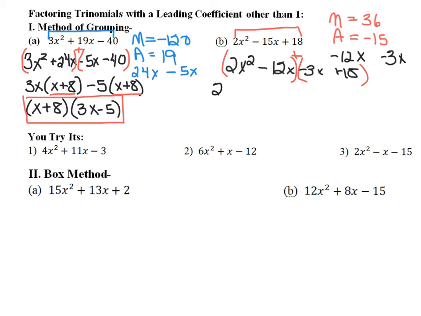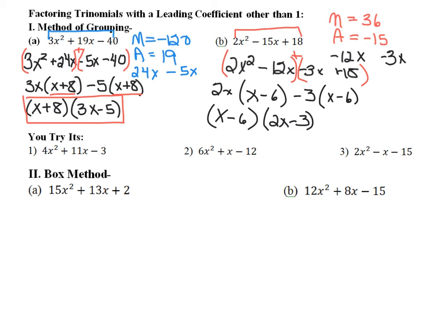My first pair, I'm going to take out a GCF of 2x, and I'm left with x minus 6. My second pair, because the 3 is negative, I'm going to take a negative 3 out of both of them, and I again would be left with x minus 6. X minus 6 is a match, so that's my first factor, while my second factor is 2x minus 3. So the answer, the factored form of that trinomial, is x minus 6 times 2x minus 3.